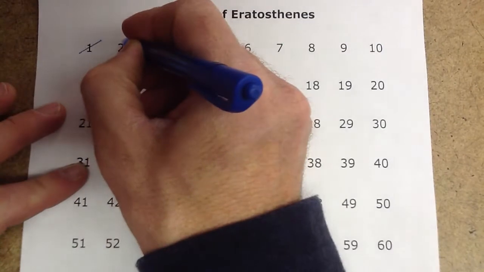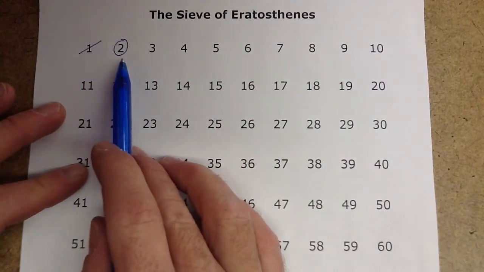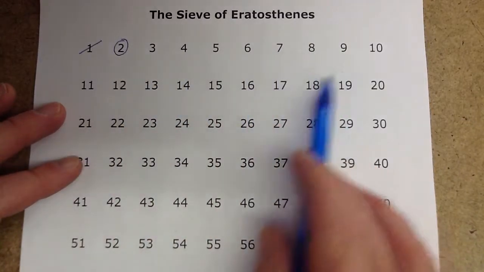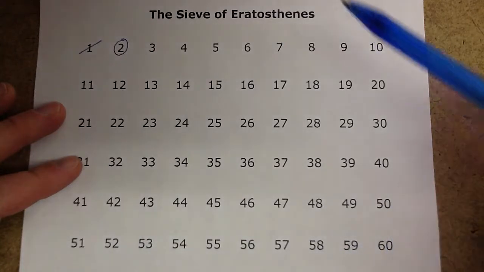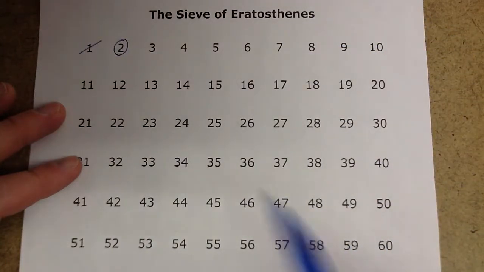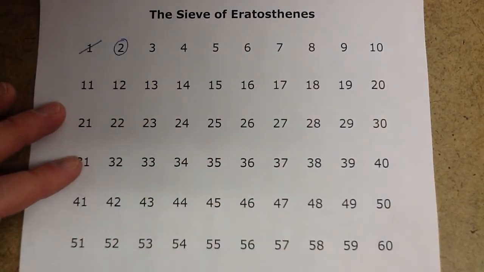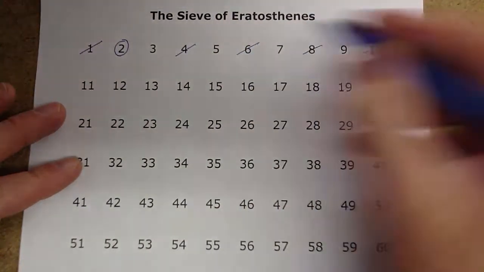Now, the next number is 2. Well, we're gonna circle the 2 because the only factors of 2 are 1 and 2, so that makes it prime. Now we're going to go through the rest of this list, and I'm actually only going to go through the first 50, even though you need to go through the full 100. And I'm going to cross out any number that 2 goes into, or any number that is divisible by 2. Well, that means any even number.